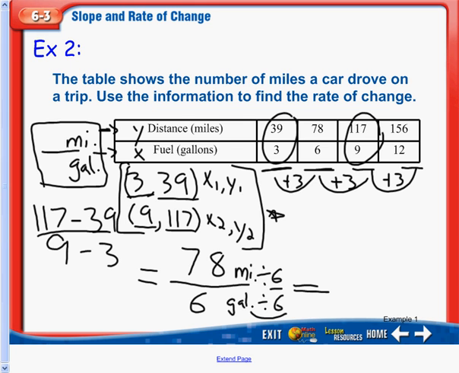to get 78 divided by 6. 6 goes into 7 once, and then I have 1 left over. 18 divided by 6 is 3, so I got 13. 6 divided by 6 is 1. So really I've got 13 miles per gallon. So I'm just going to rewrite that up here as 13, and you can even shorten that as mpg for miles per gallon. And so that is our rate of change.